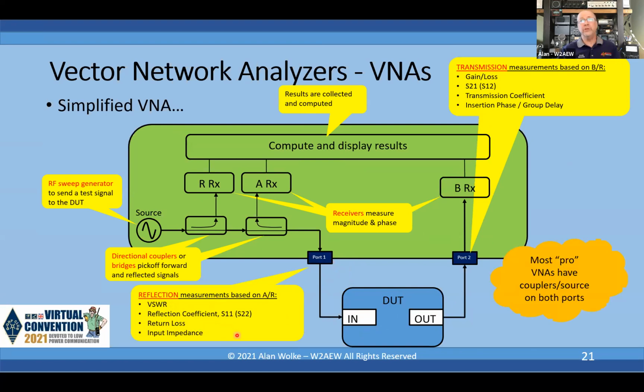Now, most professional VNAs will have these source, receivers, and couplers on both sides so that we can do not only S11, but S22, and then do transmission measurements in both directions as well. The nano VNA only has them on one side.